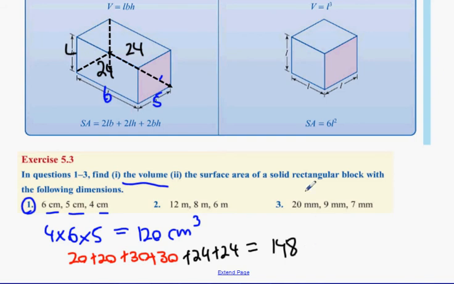Now, centimeters cubed is when you can fill it. Surface area is like you're painting an object. When you're filling an object, it's centimeters cubed. When you paint the surface of an object, it's centimeters squared, because it's an area. So that means it's 148 centimeters squared.